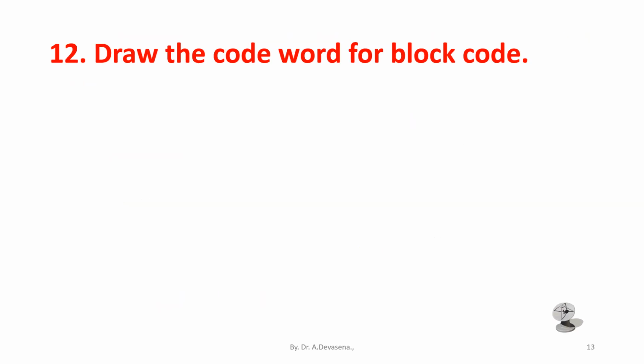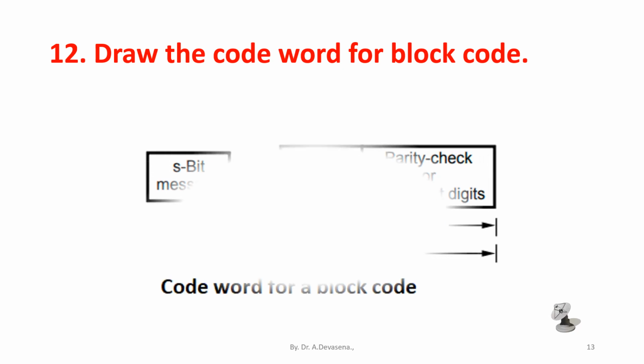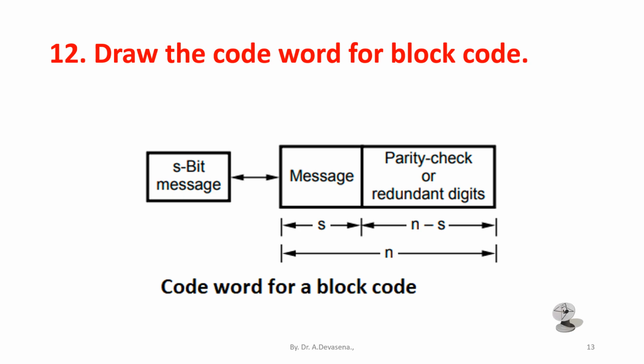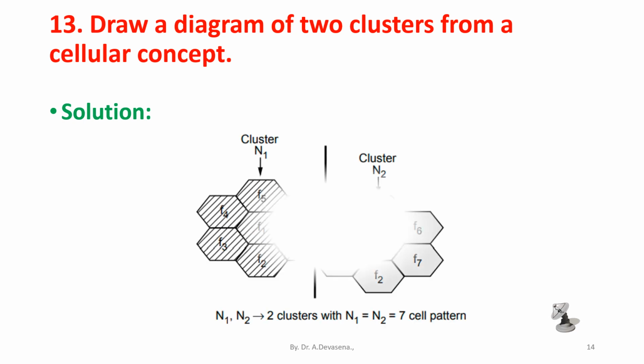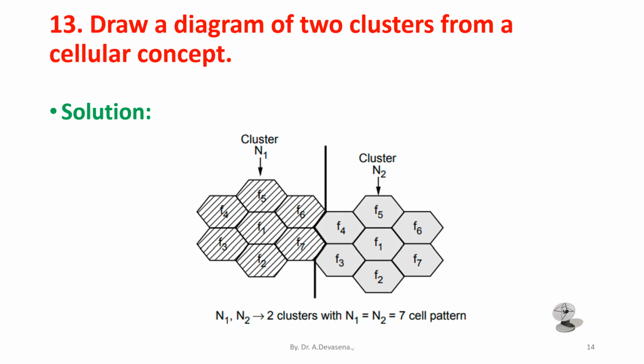Question number 12. Draw the code word for block code. Here is a representation of code word for a block code. Question number 13. Draw a diagram of two clusters from a cellular concept. The answer for this question is, here is a representation of two clusters, cluster N1 and cluster N2. N1 and N2 having 7 cell pattern is represented here.